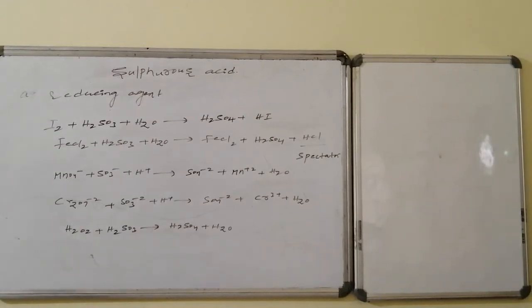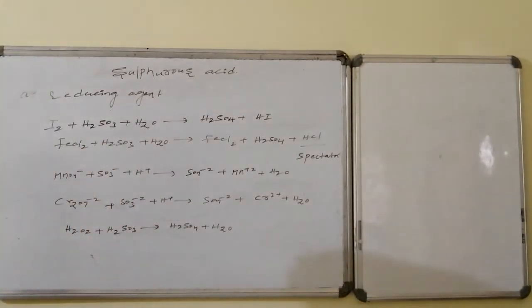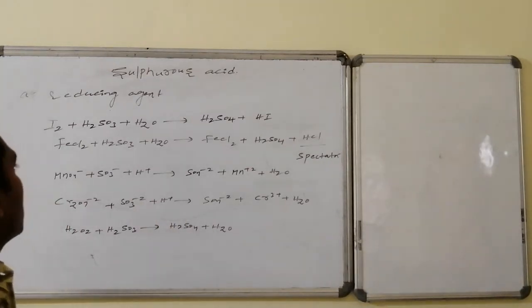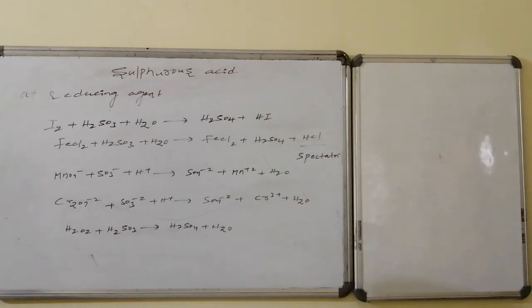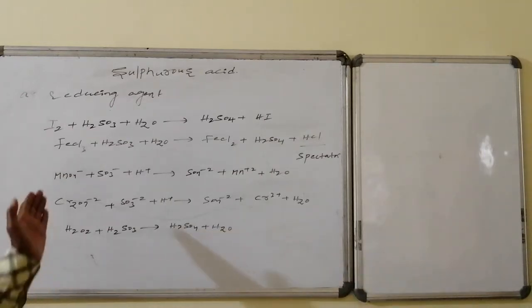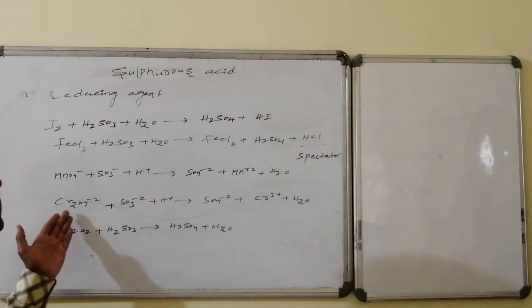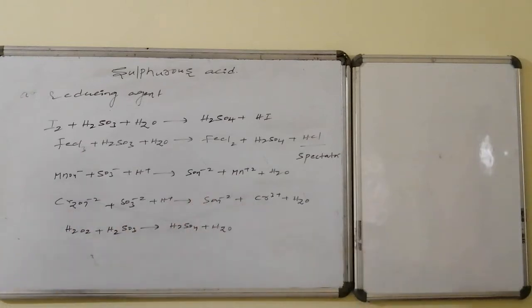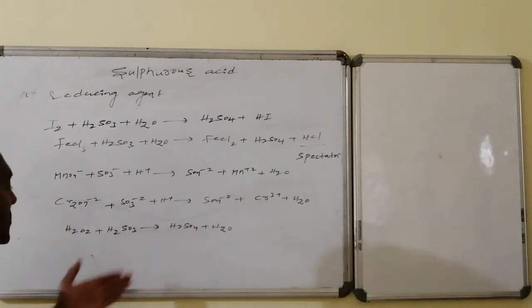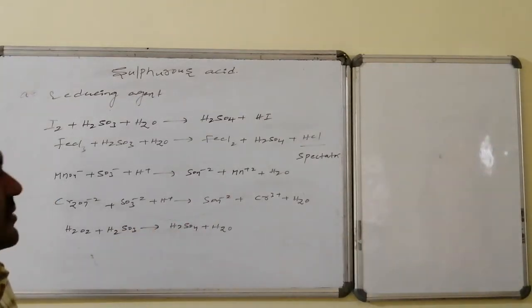As a reducing agent, sulfurous acid reduces many compounds. It reacts with the halogens and converts them to the corresponding hydrohalides. Similarly, on reaction with ferric chloride, that is converted to ferrous chloride. Similarly, KMnO4-like substances, MnO4 minus, are converted to Mn2+, and Cr2O7 2 minus of chromium 6 is converted to chromium 3 plus. Hydrogen peroxide is reduced to water, while sulfurous acid itself undergoes oxidation to sulfuric acid.